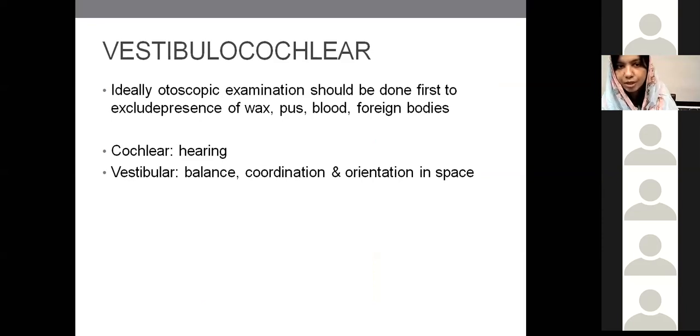Now moving towards the vestibulocochlear nerve. Whenever you are checking the vestibulocochlear nerve, ideally you should do an otoscopic examination first to exclude the presence of wax, pus, blood, or foreign bodies. It has two parts: the cochlear part for hearing, and the vestibular part for balance, coordination, and orientation in space.